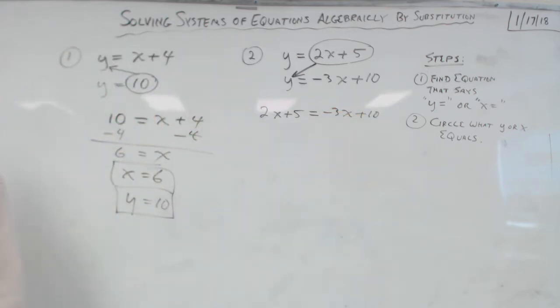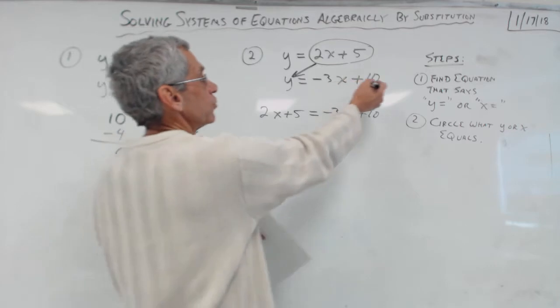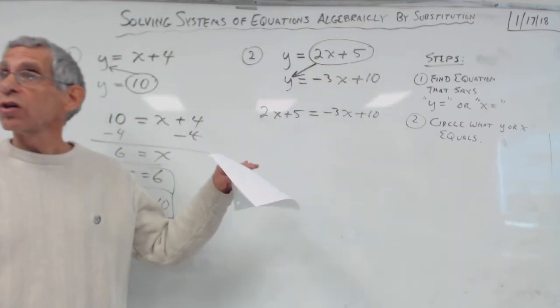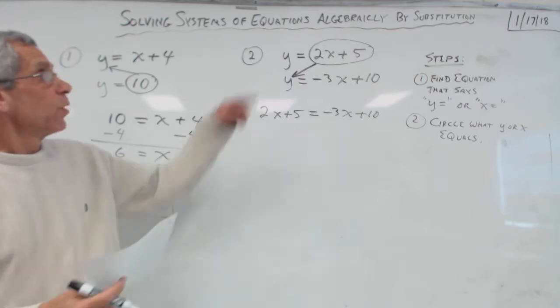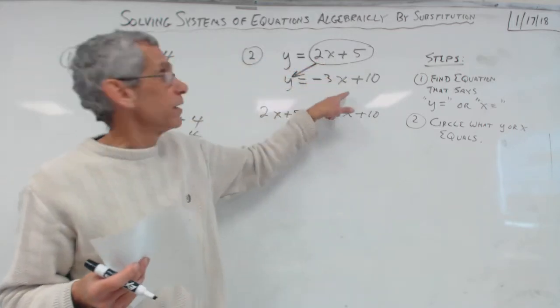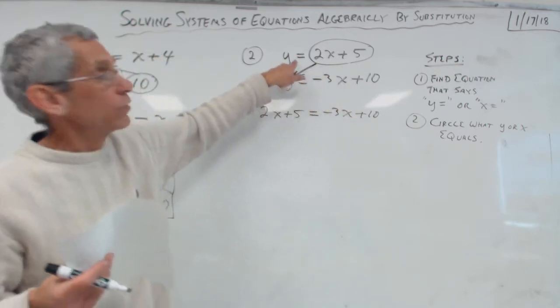Now what do I do? Luke, do you have a question? Yeah, couldn't you also do negative 3x plus 10 equals 2x plus 5? I could. Now I could have circled either one. When I asked that question, Gardner said circle one of them, because they both say y equals, right? So I could have circled this one instead, and then I'd draw an arrow to this y.